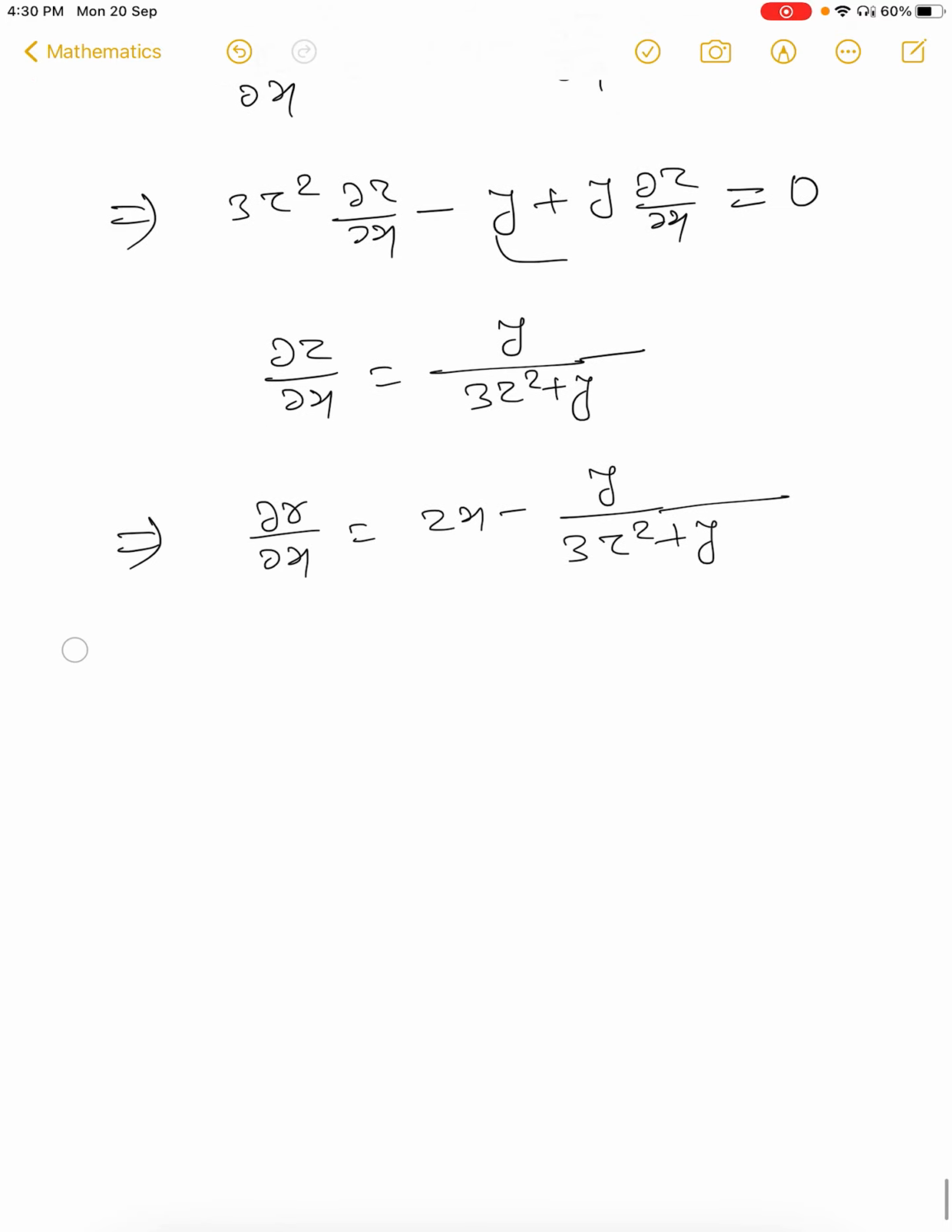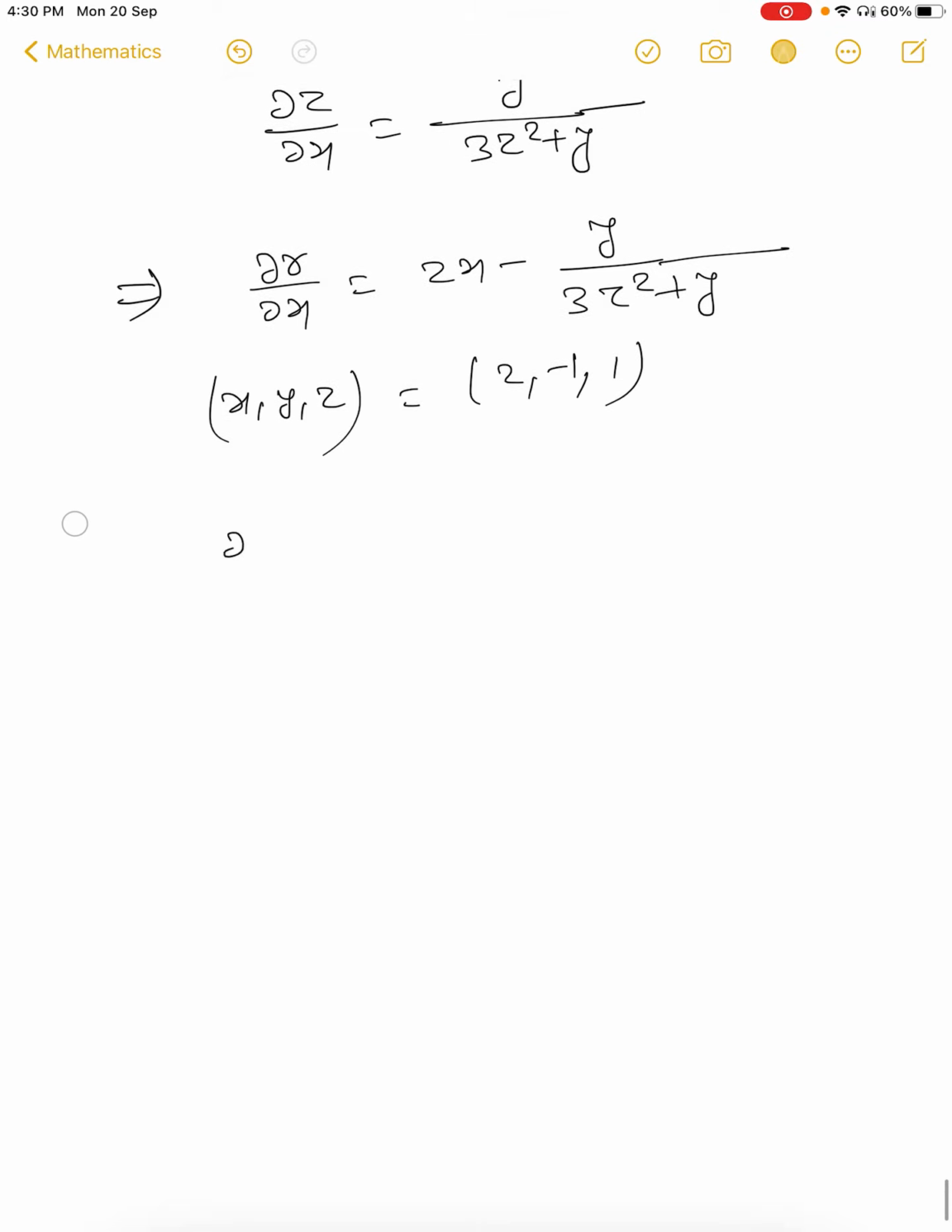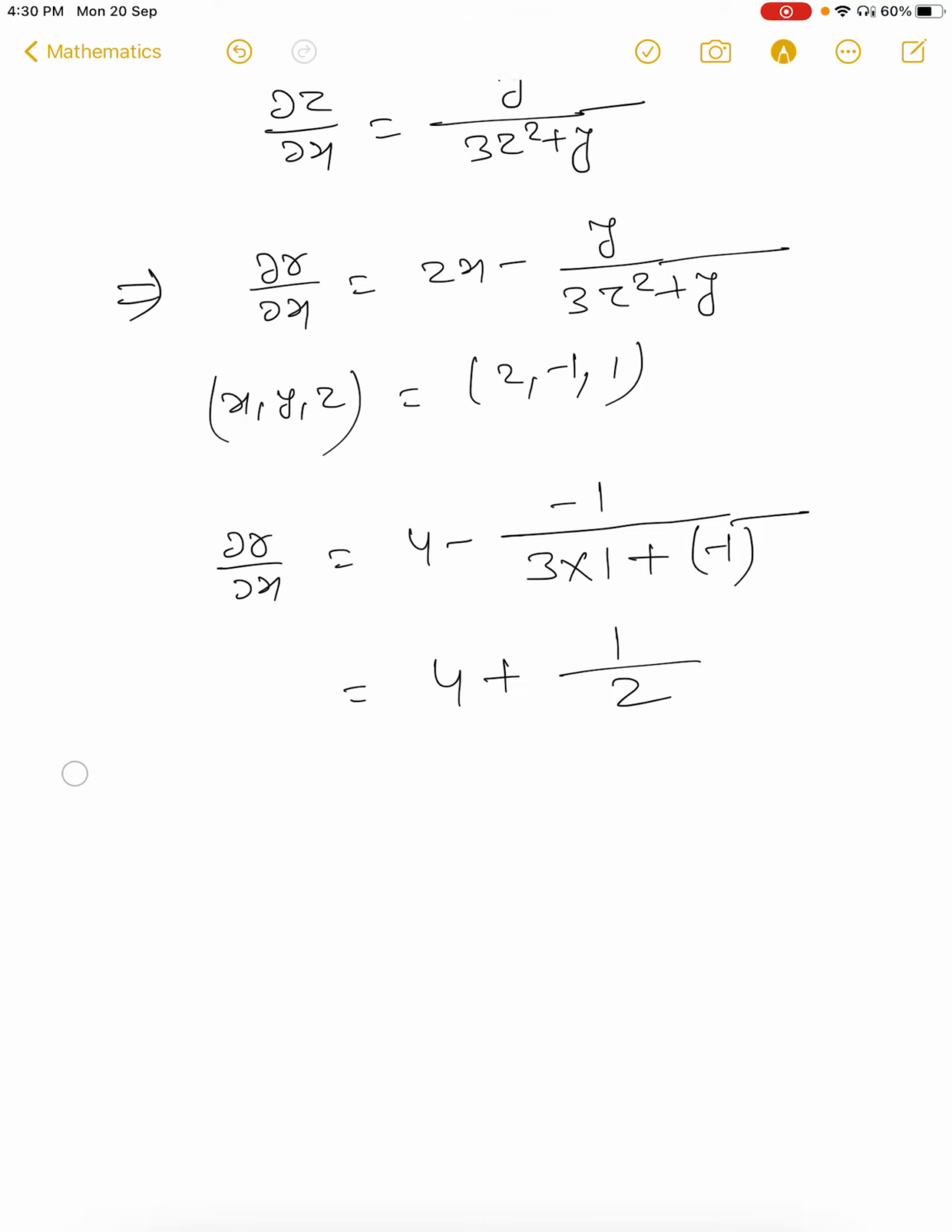The point is given: x, y, z is equal to 2, minus 1 and 1. Put it in del r upon del x: 4 minus minus 1 upon 3 into 1 plus y, with y equal to minus 1. So 4 plus 1 over 2. So 9 by 2 equal to 4.5 is the answer.